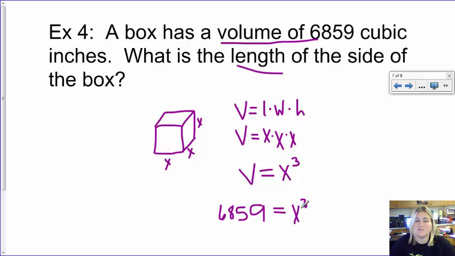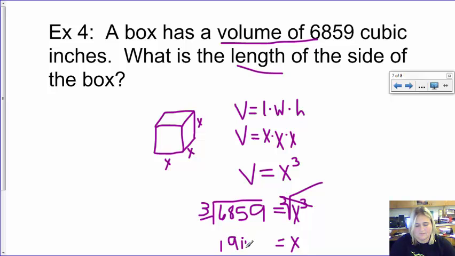Well, to cancel a cube is very similar to canceling a square. Whenever we have a square, we want to do the opposite, and the opposite of squaring is square rooting. So the opposite of cubing would be cube rooting. So I'm going to take the cube root of both sides of that equal sign, because what I do to one side I must always do to the other. So all I have to do is find the cube root of 6,859, which I don't know off the top of my head, and that is 19. So x is equal to, because those canceled, 19 inches. And that's my final answer.